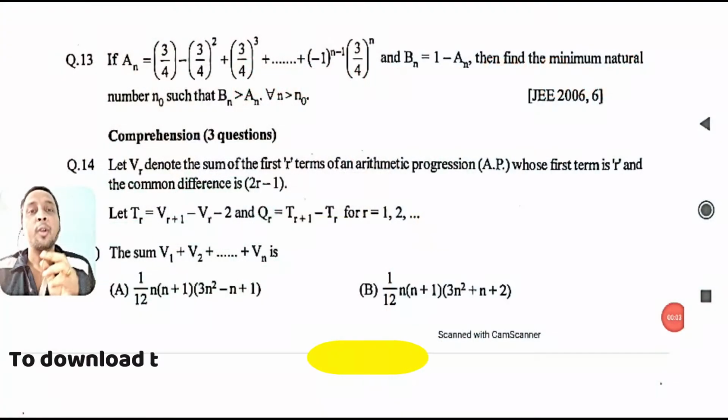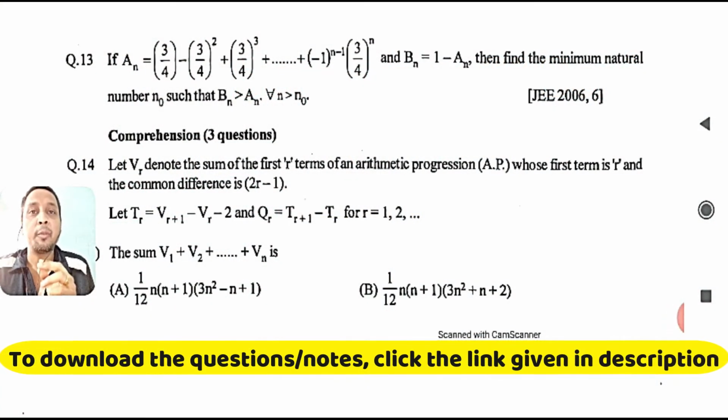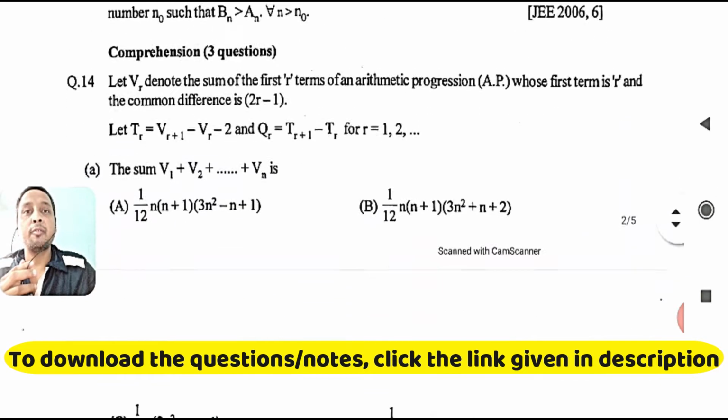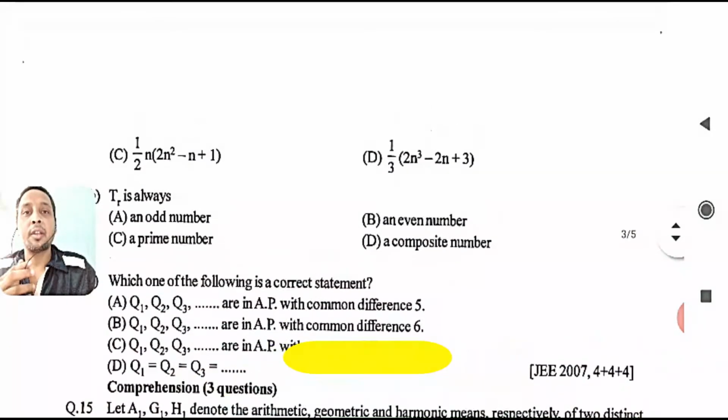Okay students, welcome you all to this advanced level where we are solving previous year IIT JEE questions on sequence and series. So today we will be solving question number 13, 14, A, B, C. Okay, then let's try to solve these questions.